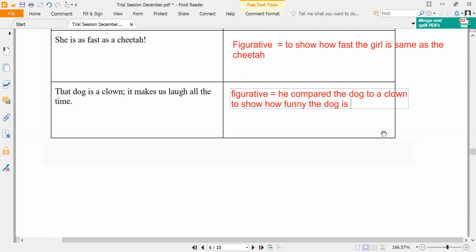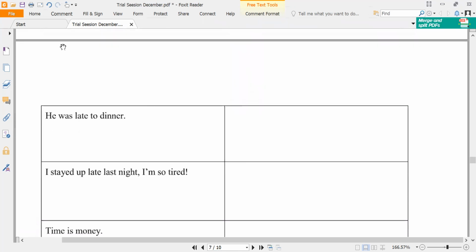Perfect. Now you understand how I can identify if the example is literal or figurative, and if it's figurative, what its effect is, what it refers to. The last one I will do for you, and then I will give you the task to do on your own. He was late to dinner. Is this figurative or literal? Literal. Great. Because he means exactly what? He's late to dinner. Yes, that he is late.